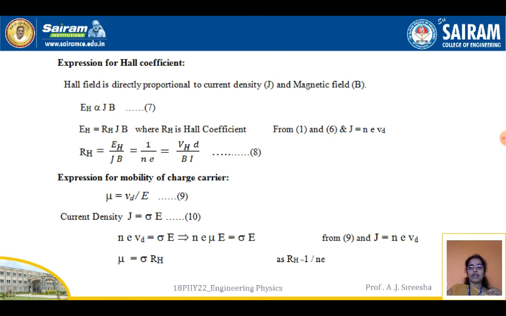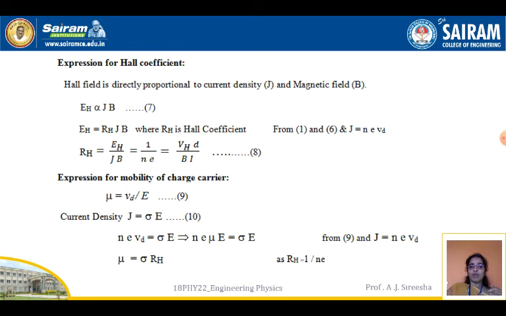Now the expression for the Hall coefficient. The Hall field is directly proportional to the current density J and the magnetic field B. EH is proportional to J and B, which is equation 7. Removing the proportionality symbol, we put a constant value: RH is the Hall coefficient. EH is equal to RH into JB.